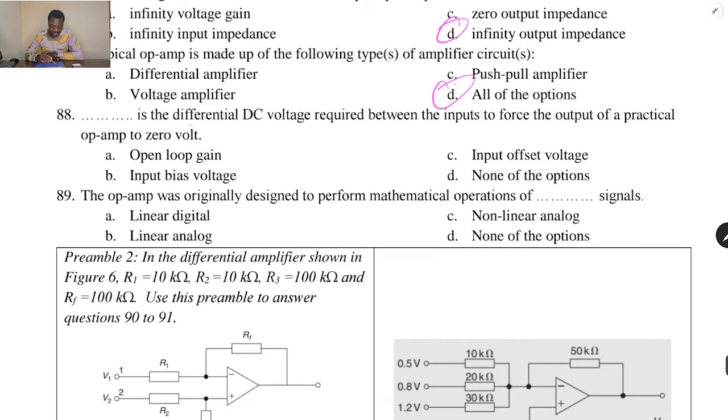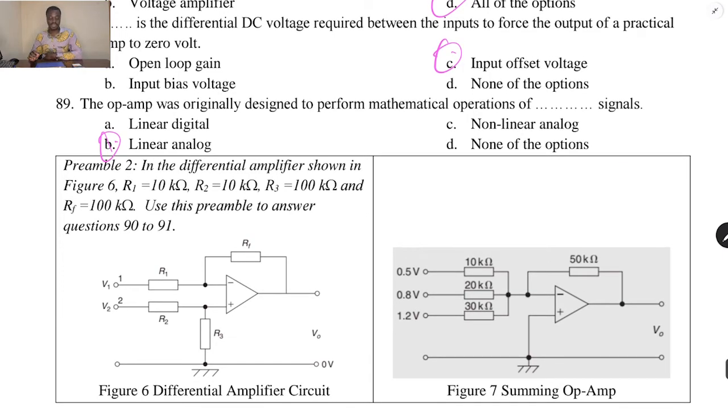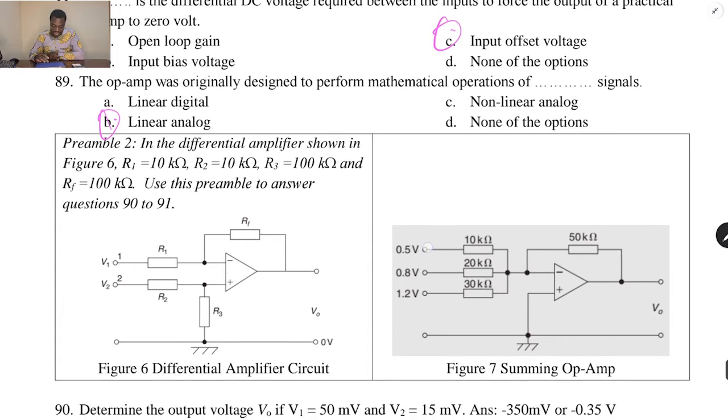Question 88. That is the differential DC voltage required between the inputs to force the output of a practical operational amplifier to 0 is going to what? The input offset voltage. The operational amplifier is originally designed to perform mathematical operation of a linear analog signal. So this is also repeated from the previous year.